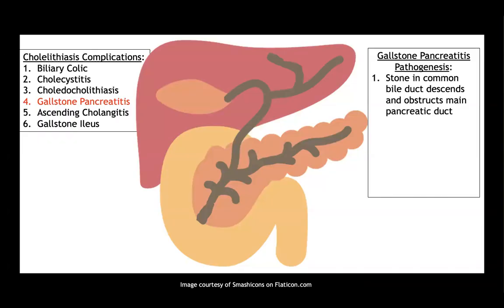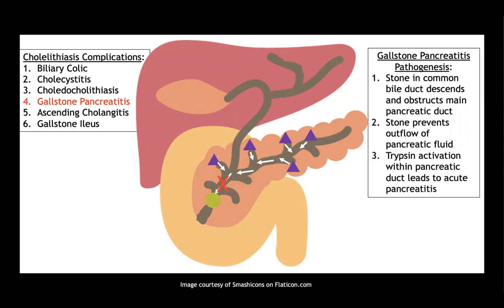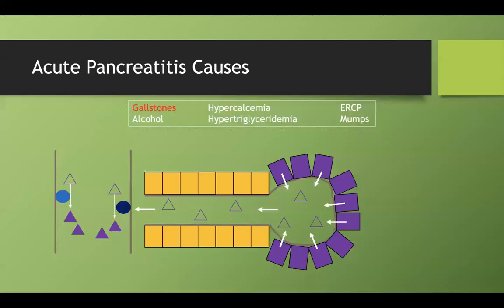So again, if the stone makes it all the way down here, most of the time our pancreatic enzymes are free flowing and they're trying to escape into the lumen. But if they get stuck there, then you can have trypsin be prematurely activated within our pancreatic ducts, and that can cause inflammation or acute pancreatitis.